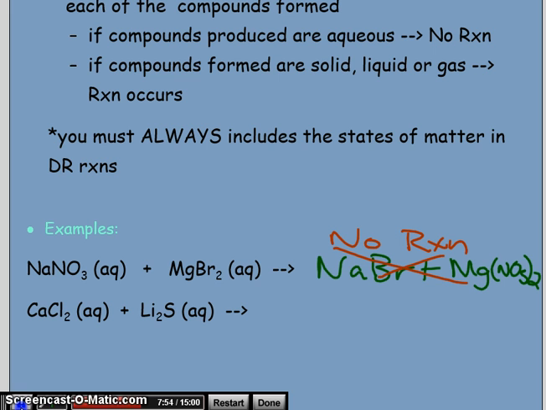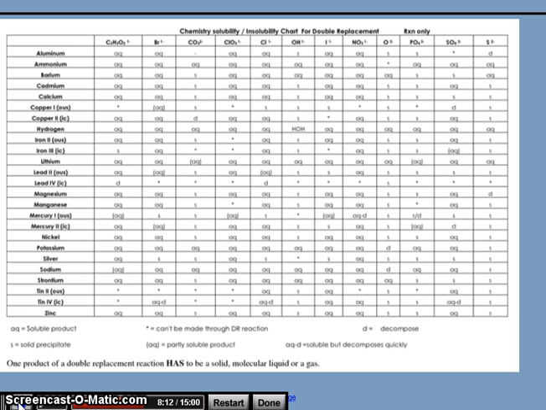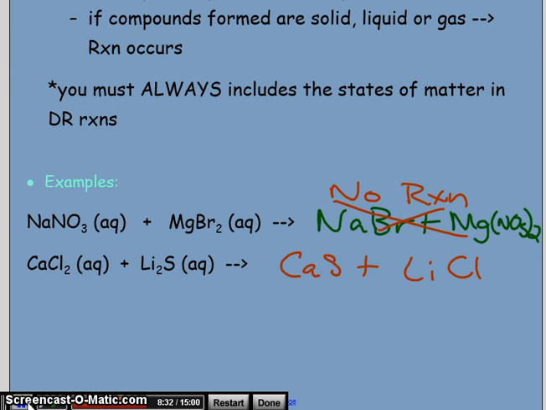Now in the second one, I see CaCl2 combining with Li2S, lithium sulfide. So I'm going to take a look and make calcium sulfide, and I'm going to check those on my list. I know it's probably a little tiny on your side, but the calcium sulfide does produce a solid, so we know this reaction would happen. Since that's the case, I mark the calcium sulfide as a solid, then I complete by balancing the equation.